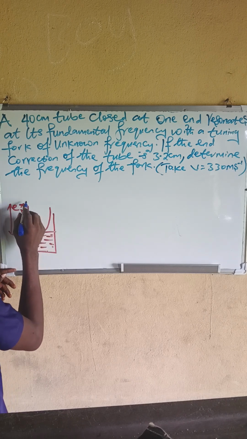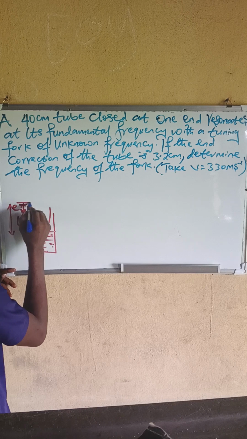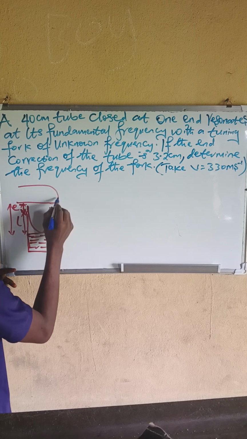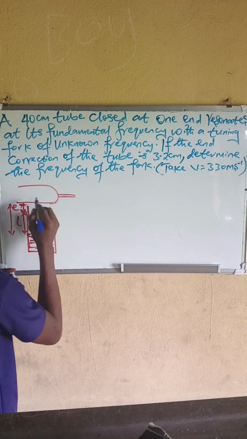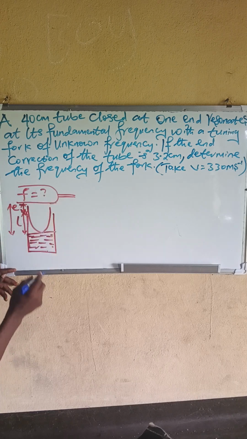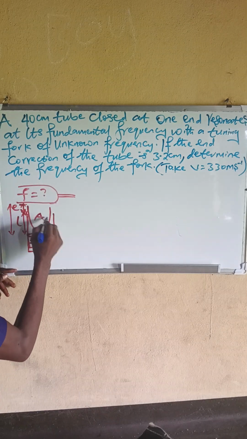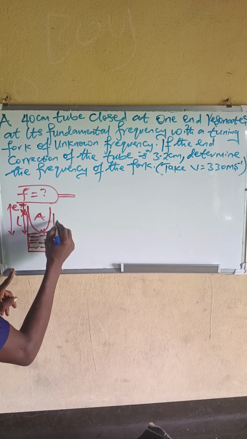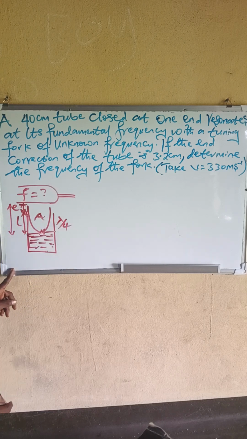Now in that case, you have the tuning fork. We have the tuning fork here. This is our tuning fork, and the frequency of the tuning fork is unknown. Okay? Now, you know that this is antinode, this is node. The distance from antinode to node is 1/4 wavelength.